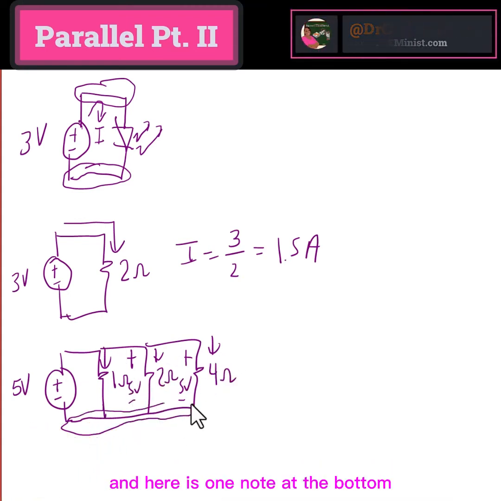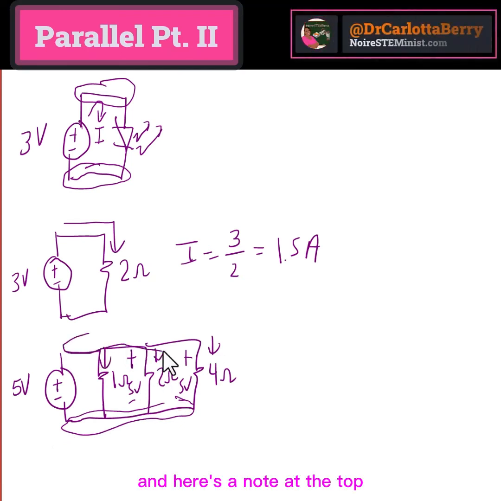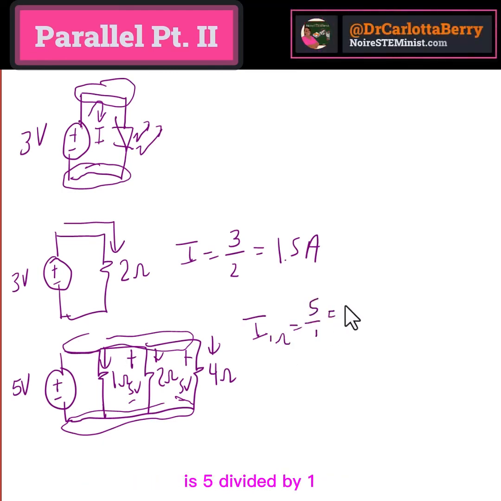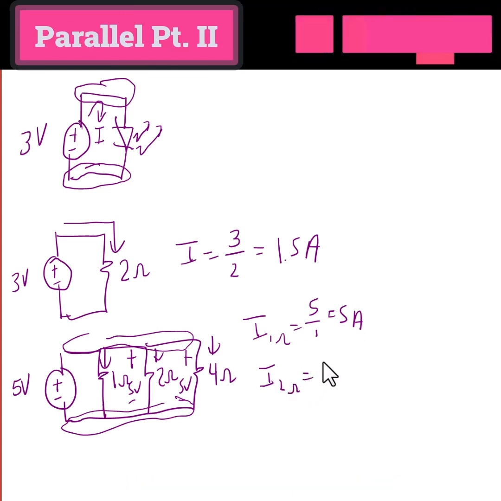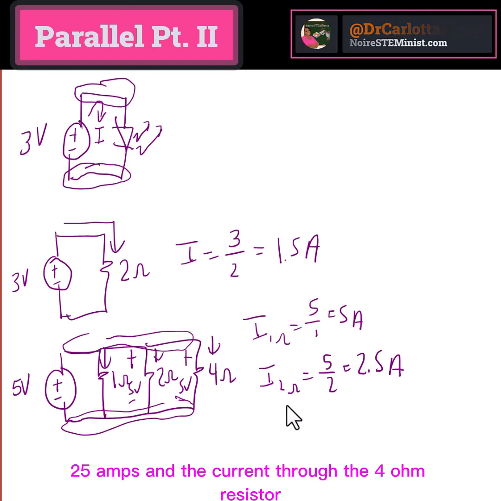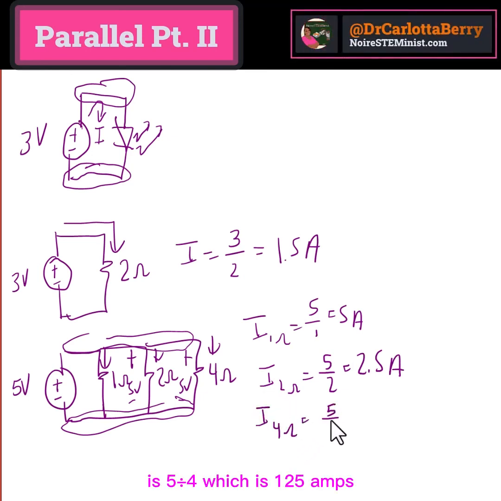And here's one node at the bottom, and here's a node at the top. So the current through the 1 ohm resistor is 5 divided by 1, which is 5 amps. The current through the 2 ohm resistor is 5 divided by 2, which is 2.5 amps. And the current through the 4 ohm resistor is 5 divided by 4, which is 1.25 amps.